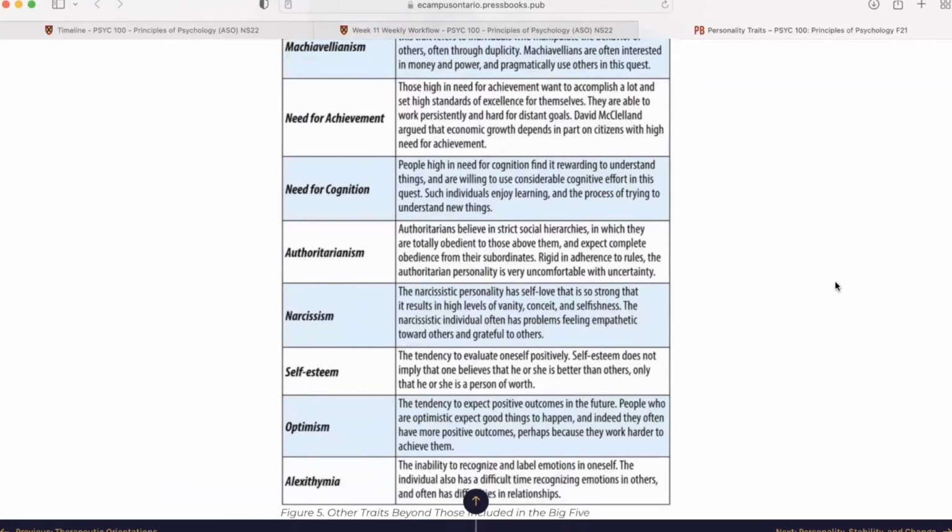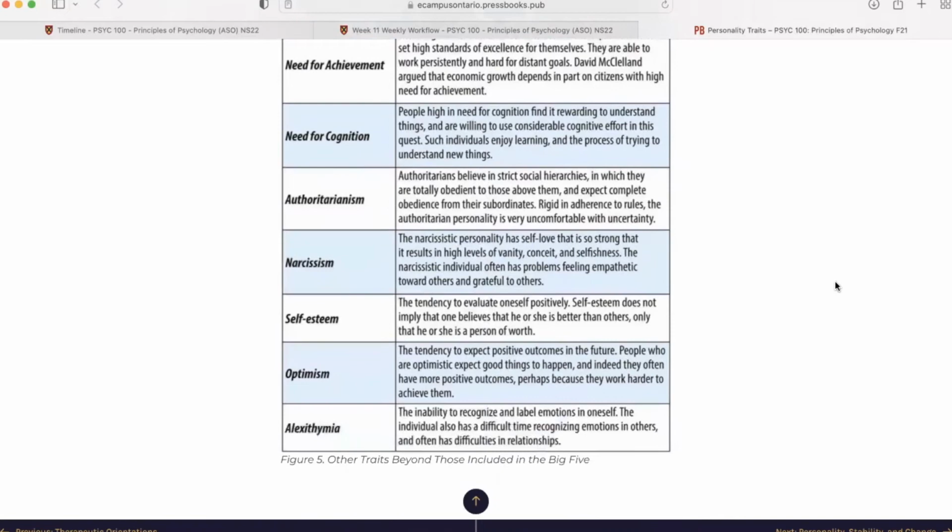Need for cognition. People high in need for cognition find it rewarding to understand things and are willing to use considerable cognitive effort in this quest. Such individuals enjoy learning and the process of trying to understand new things.